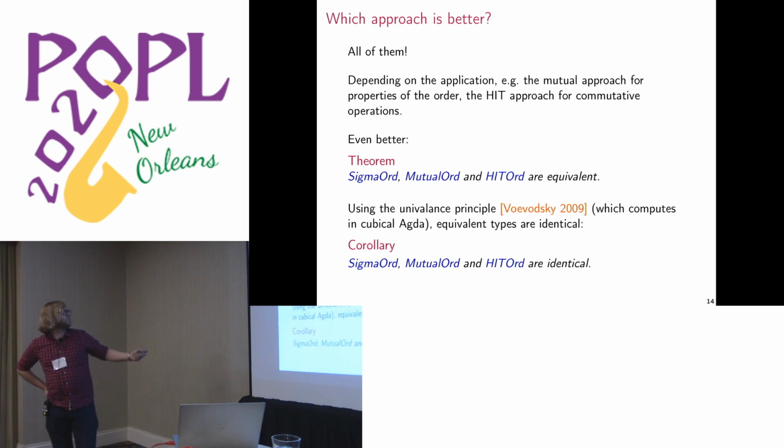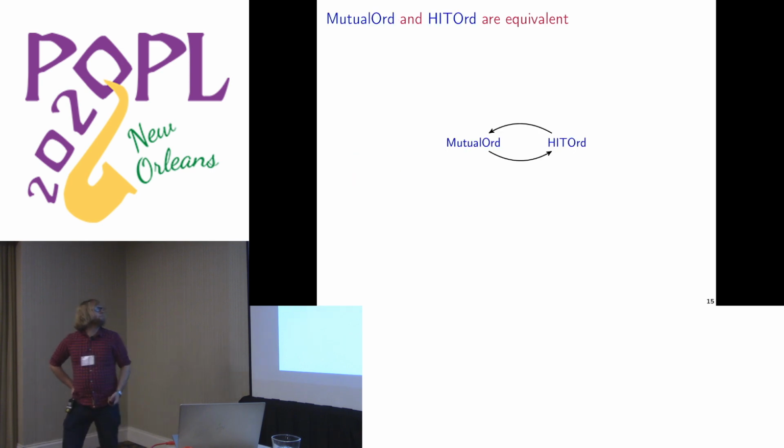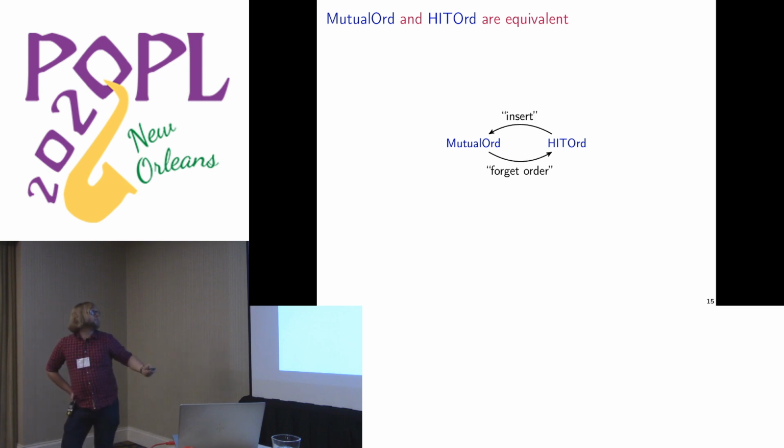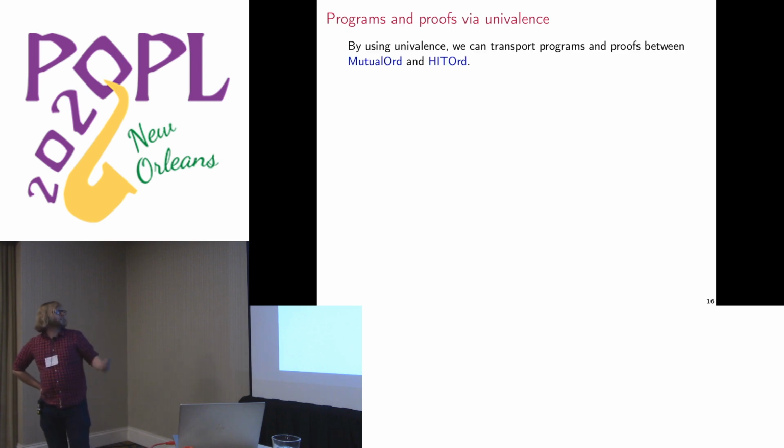So it's not so hard to see that these two are equal, the subset version and the mutual version. This one is a little bit more fun. So to get a function from the mutual version to the quotient one, you just forget about the order. To go the other way is the fun part. And what you do is basically insertion sort. So you have your exponents, and you have to make them in the right order. And that's exactly what insertion sort does.